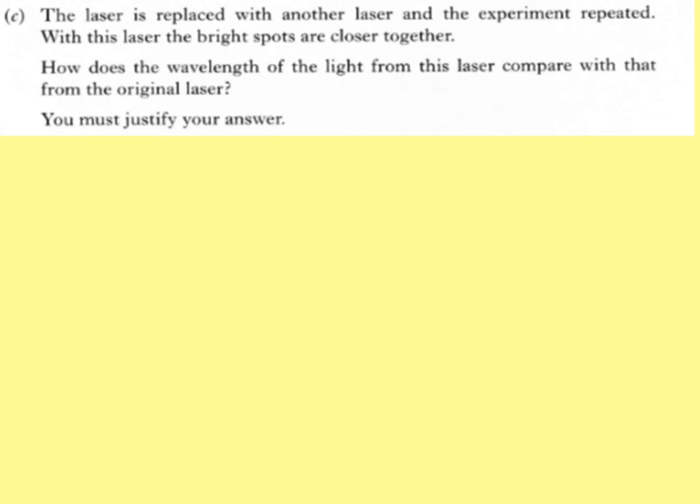The laser is replaced with another laser and the experiment is repeated. With this laser, the bright spots are closer together. How does the wavelength of the light from the laser compare with the original laser? You must justify your answer. Okay, well, if we think about it, the bright spots are moving closer together, so that means theta has gone down. Therefore, sine theta must have also gone down.